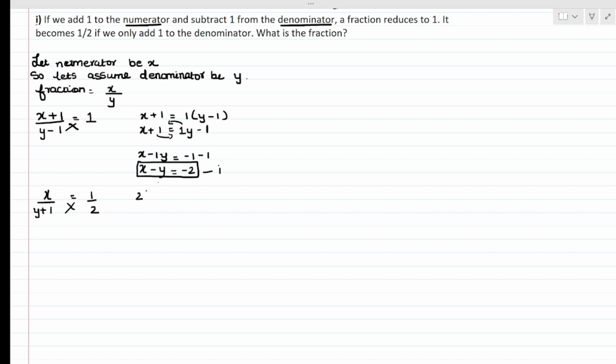That means 2 times x is equal to 1 times y plus 1. Now solve this. 2 times x gives me 2x equals 1 times y gives me y plus 1. Now, as I said, like terms on one side. So 2x, and with the side change, the sign will also change: minus y equals 1.